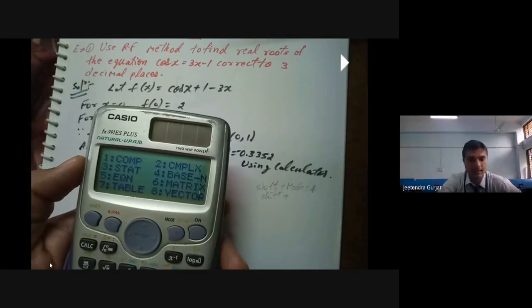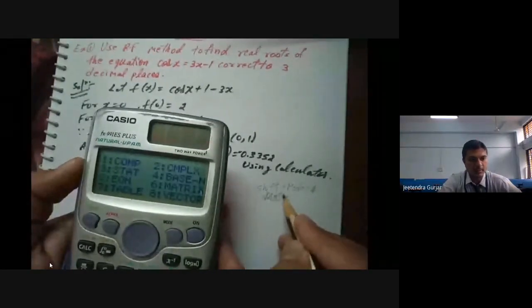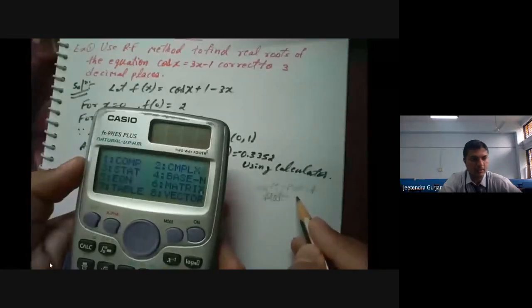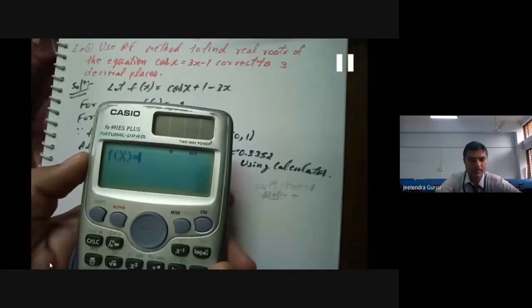Fine. Then our second step is mode. So you can write down on the side of your book also what the shortcut is: mode plus 7. So you get this function now, f of x is equal to. I think everyone got f of x is equal to.